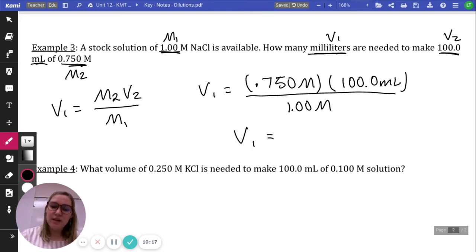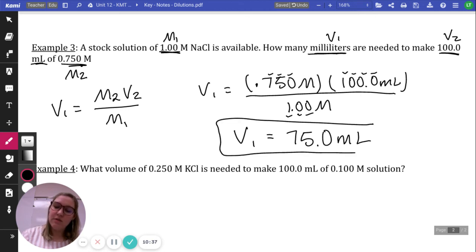So once again, I'm going to check sig figs of 1, 2, 3 there. 1, 2, 3, 4, and 1, 2, 3. So our fewest number of sig figs would be 3. So our volume then has to have 3 sig figs. So it would be 75.0 milliliters for our V1 because of those 3 sig figs.